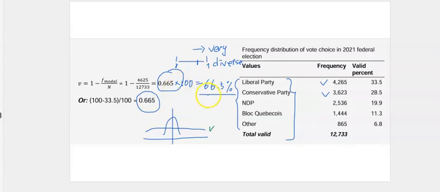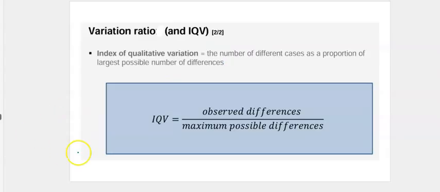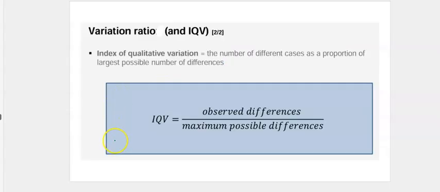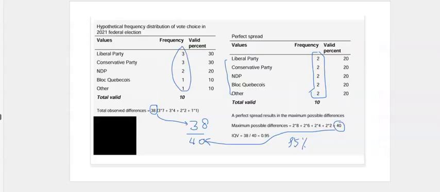So you can also obtain a percentage. It's 66.5%. So they are very much variable. It's more than 50%, because less than 50% means that it is less diverse. Okay, you can obtain it like that. And then we can also use the IQV, the index of qualitative variation. This is more complex, so I recommend you use this variation ratio more than the IQV. But anyway, I can explain a bit.